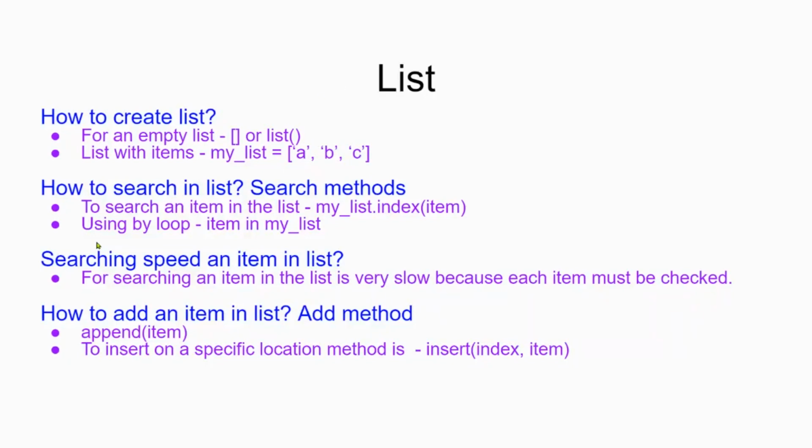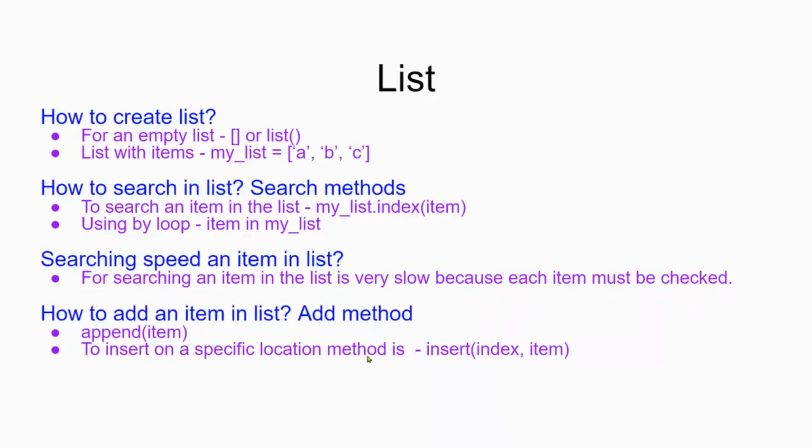And how to search in a list? These are the search methods. If you want to search for an item in the list, use the name of the list dot index, and the index is which item you want to find out, so put it in here. Or you can use a loop, which we will cover later, and you can see how you can do it: item in my list, where my list is the name of the list. And regarding searching speed, for any items in the list, compared to other container object types, the list is a bit slow because each item must be checked.